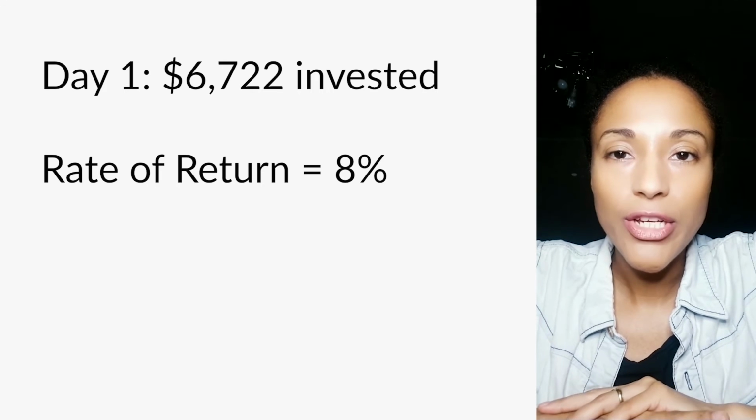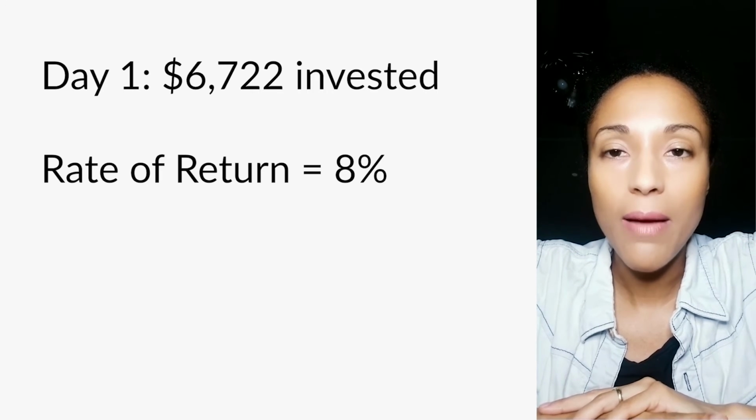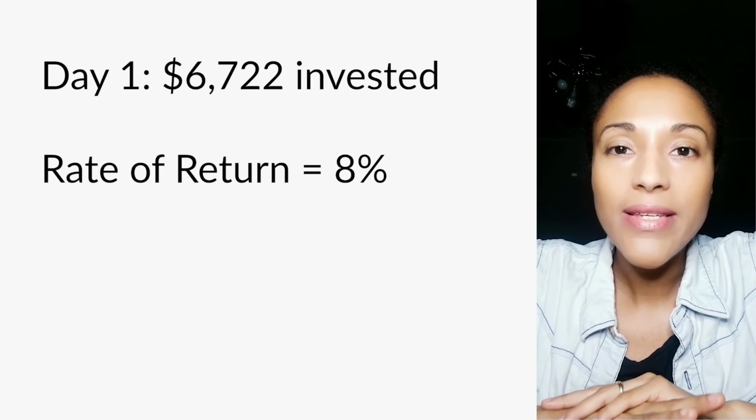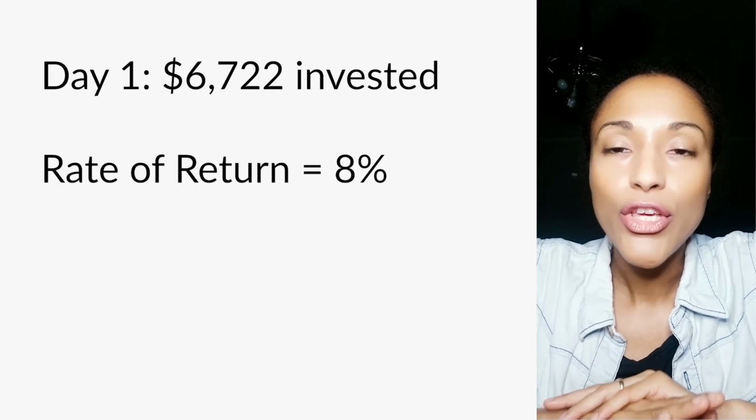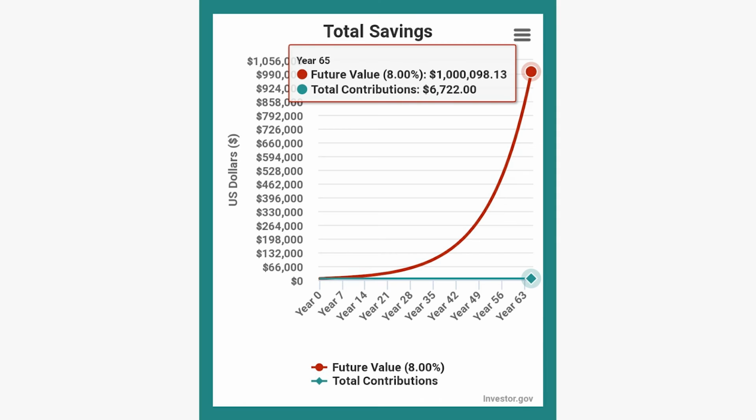Let's take a look at this example. If your parents, on the day of your birth, put $6,722 into an investment vehicle earning 8% compounded annually, then by the time you turned 65, you would have $1 million saved for retirement. That is the power of compound interest, and that is the power of time.